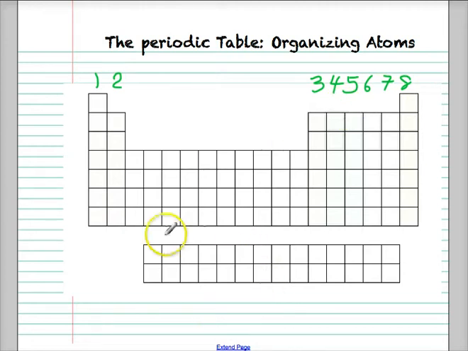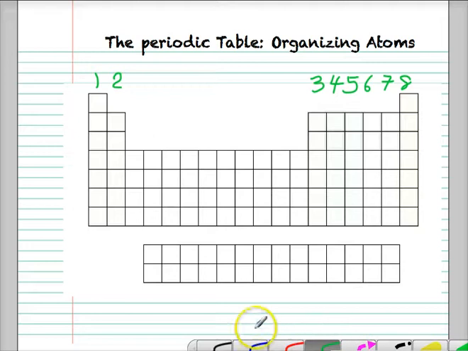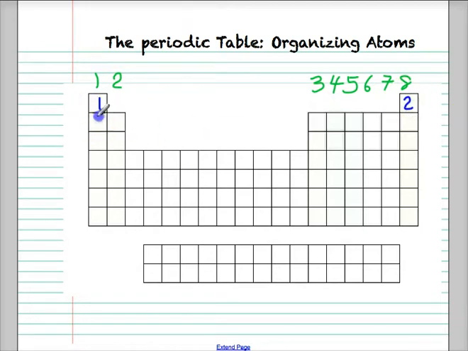Now, since we've discovered all these subatomic particles, we can now see very clearly why elements in these columns have similar properties. This element has 1 proton. This element has 2 protons. This element has 3 protons, 4 protons, 5, 6, 7, 8, 9, 10, and so on. 11, 12, 13, 14, 15, 16, 17, and 18. So that's the proton number.